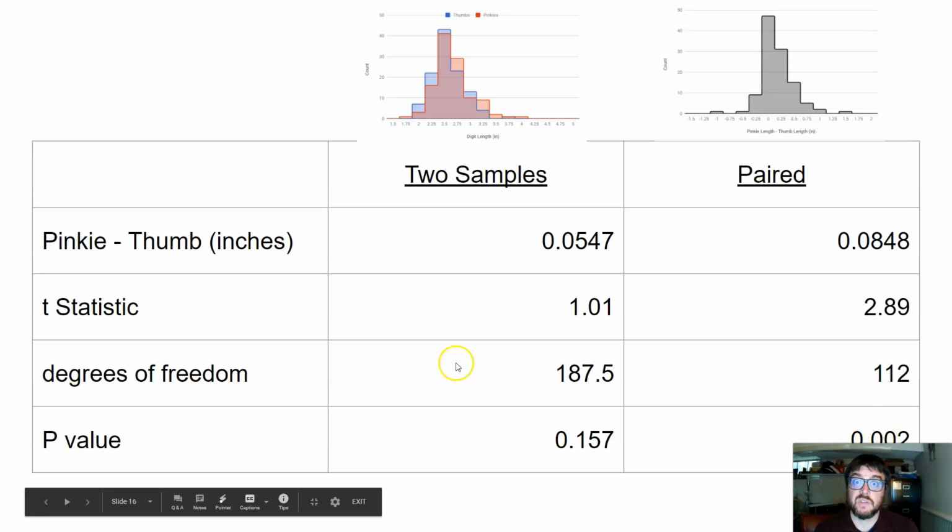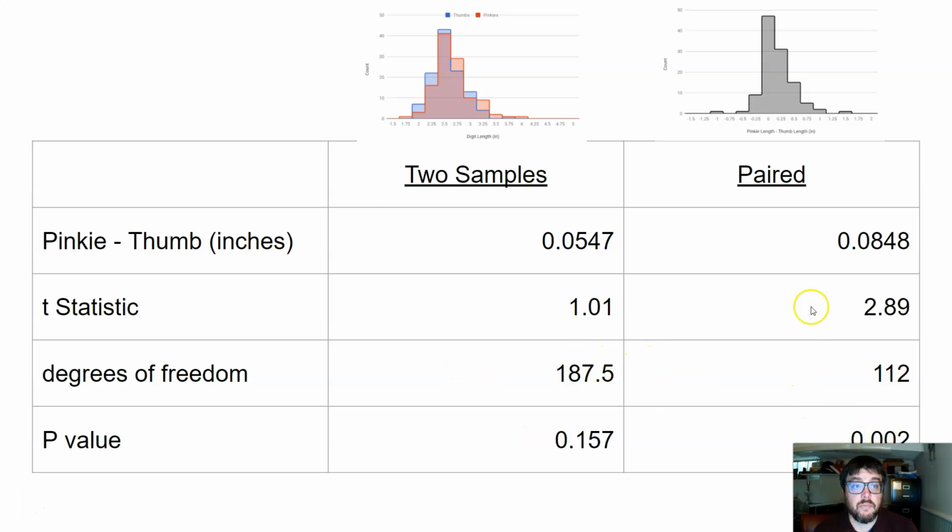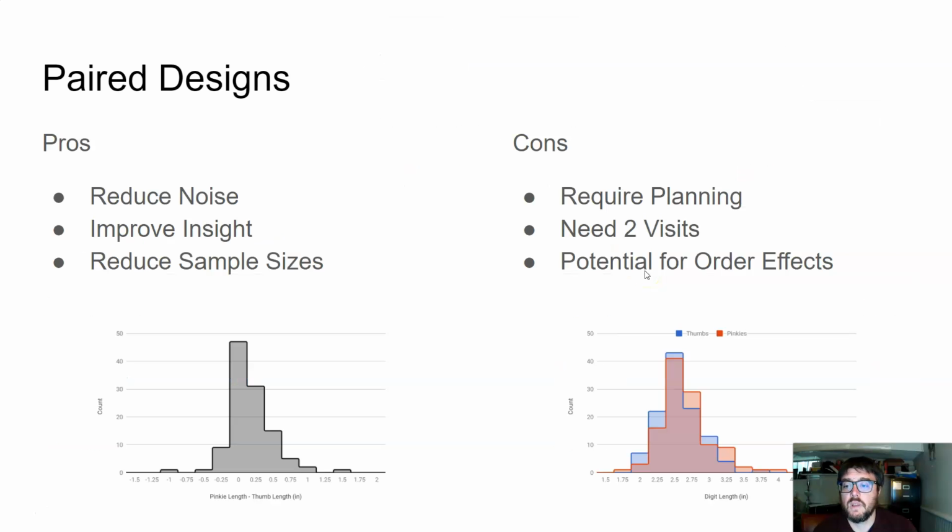So 0.05 is usually what we compare it to, so you'd say, yep. So this is an example of how the paired t-test can be more powerful than a single sample t-test. So it's great because it can reduce noise and improve insight, and it can also reduce sample sizes, so you get twice as much data per person.